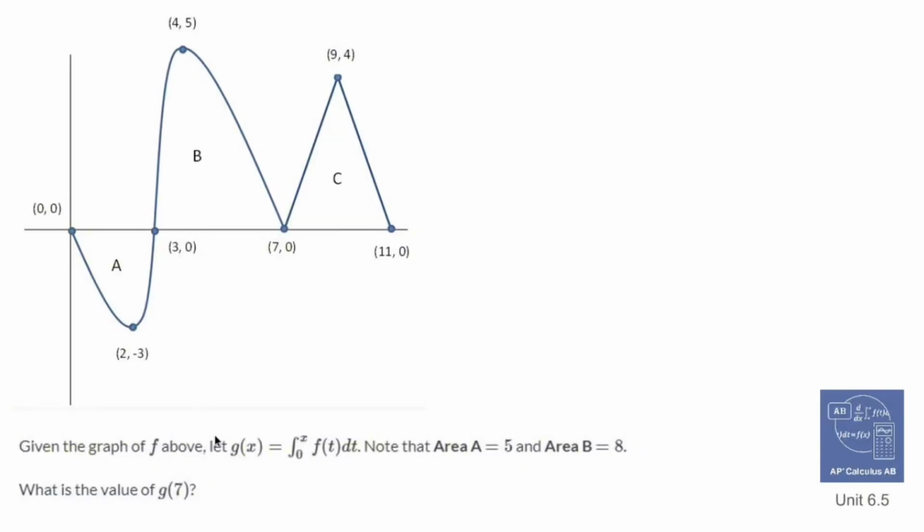Given the graph of f above, let g of x be the integral from 0 to x of f of t. Note that area A is 5, area B is 8, and C, oh, I don't have C. But it's asking me for the value of g of 7. So g of 7 is the integral from 0 to 7 of f of t dt.